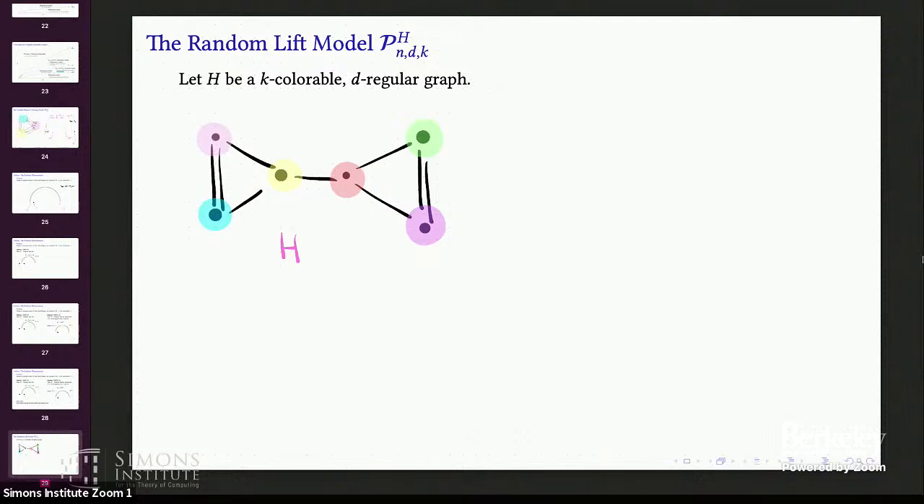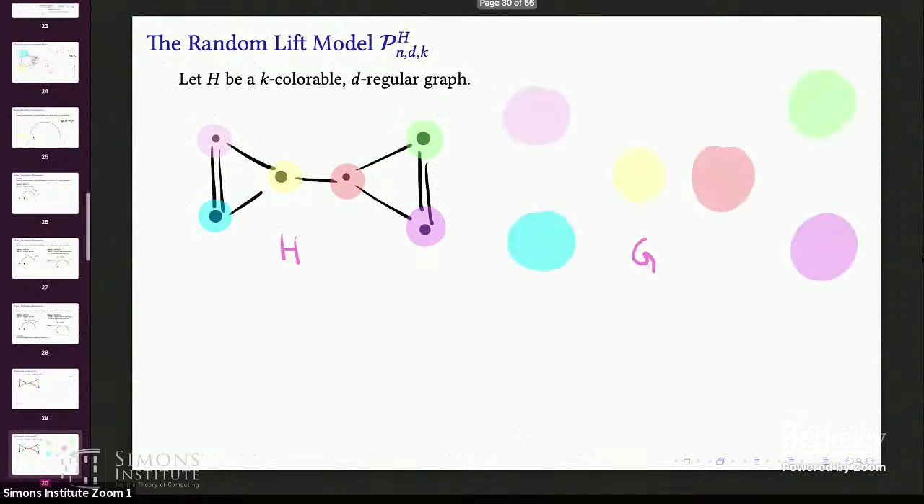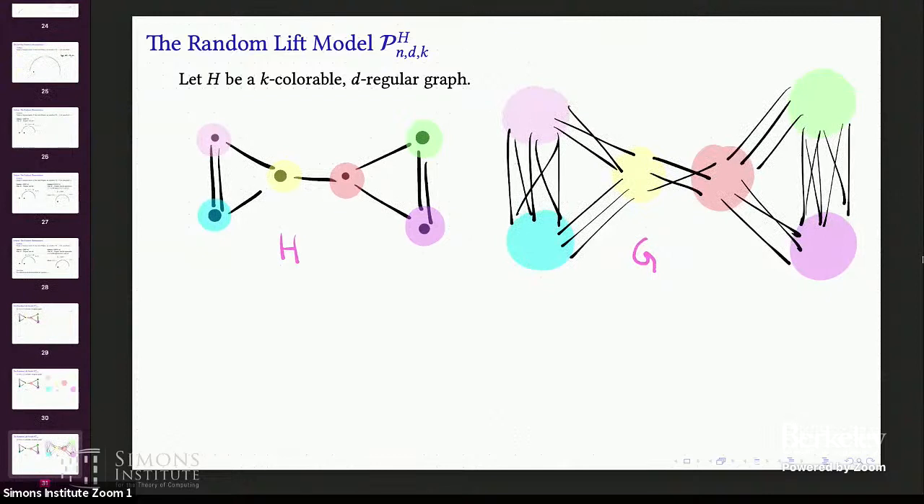So let's start with some graph H. Here it is. Maybe it has some multiple edges. That's okay. Let's also assume it's k-colorable, although you don't need it to be to do this random lifting thing. And now to make our random d-regular graph G, we're going to blow up each of these vertices of H to a big cloud of vertices. And for each edge of this base graph H, we're going to add a random perfect matching between each of the clouds of vertices. So if there's multiple edges, then we'll add multiple matchings. If not, we'll just add one.